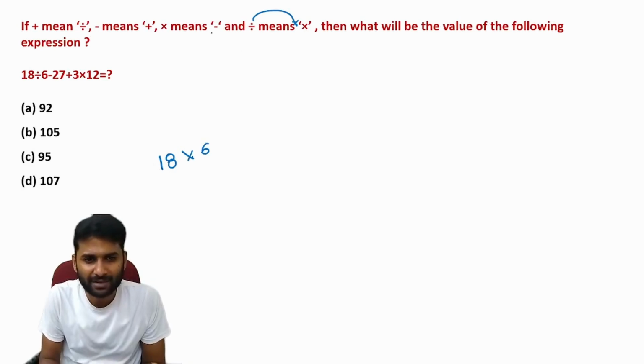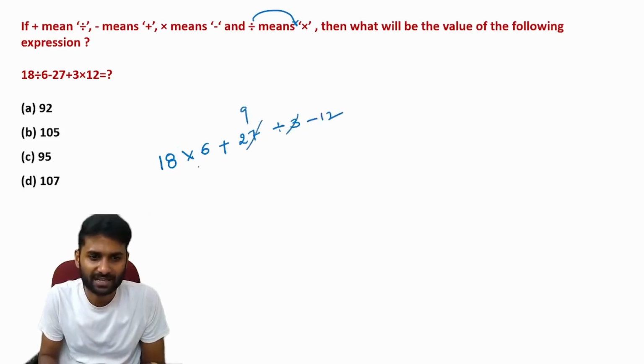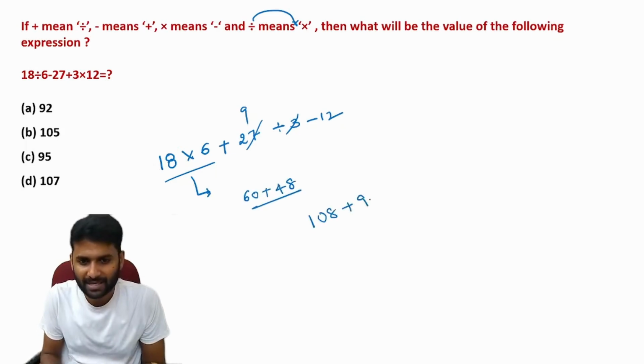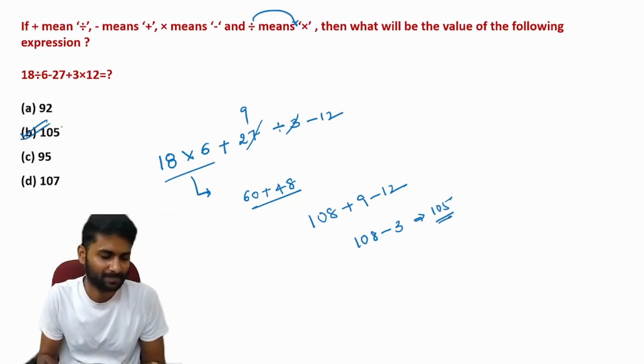Minus, guys, if you observe that minus here, means you have to replace it with plus 27. And plus means divided by 3, and multiplication means minus 12. Go through the expression here, it is exactly 9 times. So 6 into 18: 6 tens are 60, 8 sixes are 48, then the total value is 108 plus 9 minus 12. Finally, 108 minus 3, here the result becomes 105. That is the correct answer.